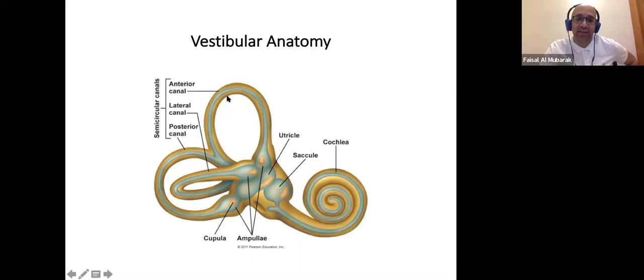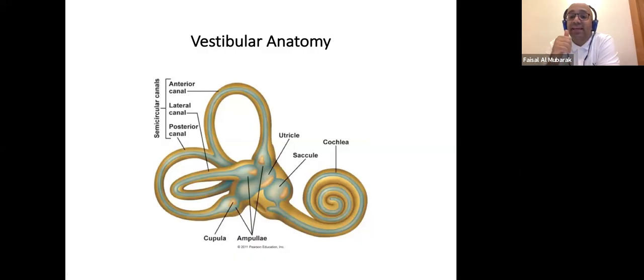Now in some books you will find this called maybe superior. So this is either anterior or superior, and this is posterior or inferior. It's the same thing. And here you can call it lateral or horizontal. It's the same. So these are the three semicircular canals. In each ear, in each vestibular system located in the inner ear, we have 3 semicircular canals, meaning that we have 6 semicircular canals in the whole body.